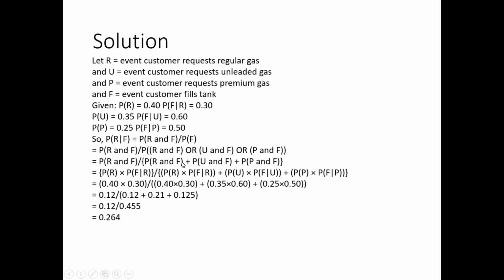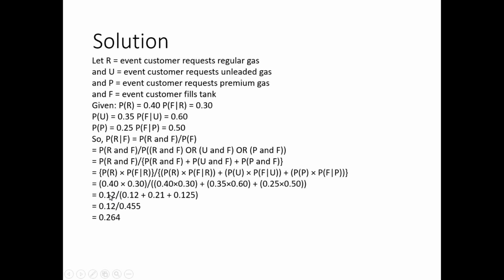This breaks it down further step by step until we get to this position where we say, all right, on top, I want the probability of regular gas. Probability of regular gas, 0.4, times the probability they fill it when they get regular gas, 0.3. That's the whole top. This is the situation where they fill it and get regular gas. They chose regular gas, then they filled it once they chose regular gas. When I multiply these two together, I get 0.12, or 12% of the overall time is how often the person does both.